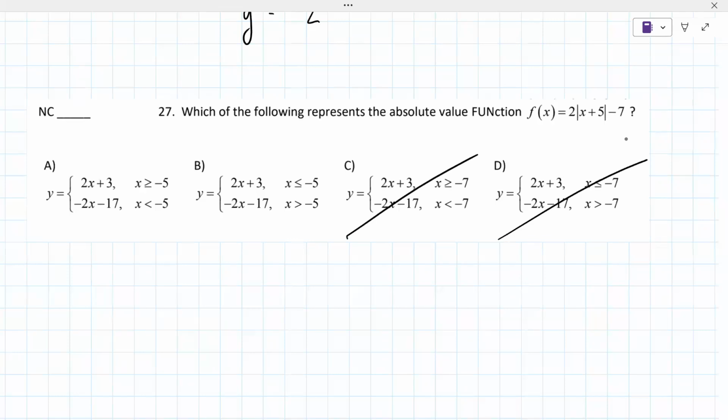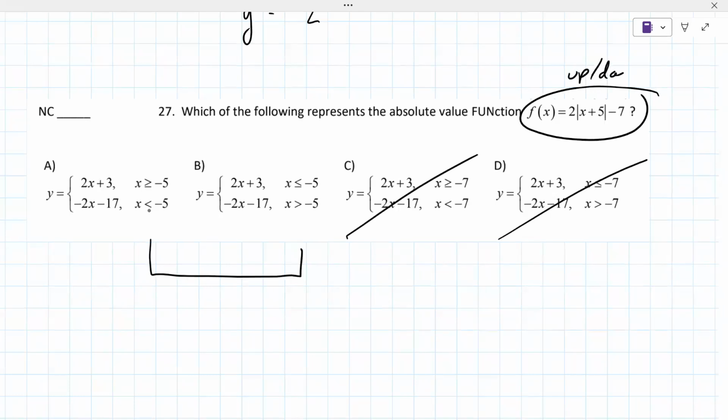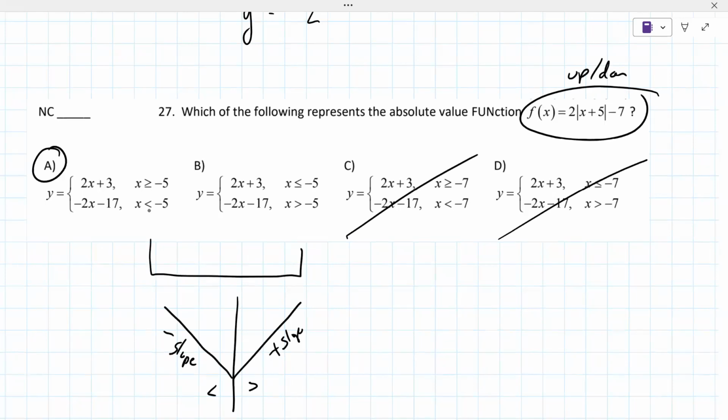Agreed. Now there are some key differences between A and B. They actually have the same equations, which is weird. I wouldn't have done that, but that's what they chose to do. This one is good for x greater than -5, this one for x less than -5. Does this open up or down? That opens up, but there's no negative. So if the breakpoint is -5, the one that's greater than is going to be the positive slope, and the one to the left is going to have the negative slope. So that means it's A, because x is less than -5, so it's negative.